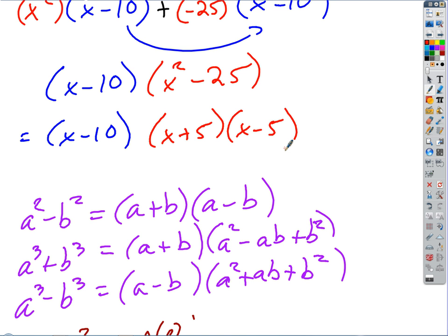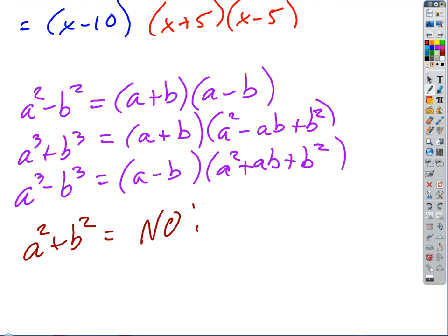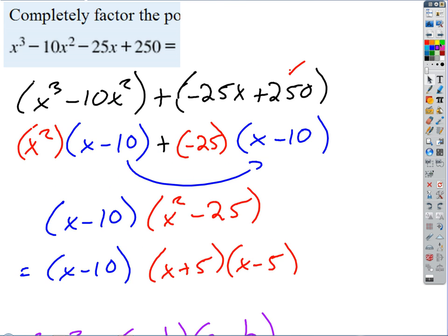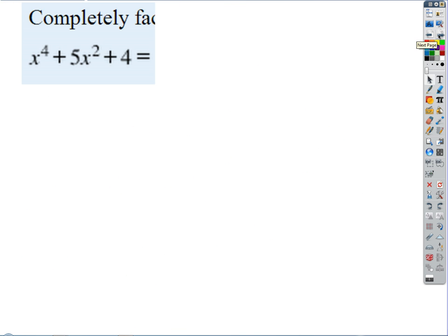Now, what if we got an answer that looked like x plus 2 times x plus 2 times x minus 1? Would I write it that way? What would I do? You're right, that's not simplified. X plus 2 squared. Good, I could write that as x plus 2 squared times x minus 1. Okay, good. What about that one?